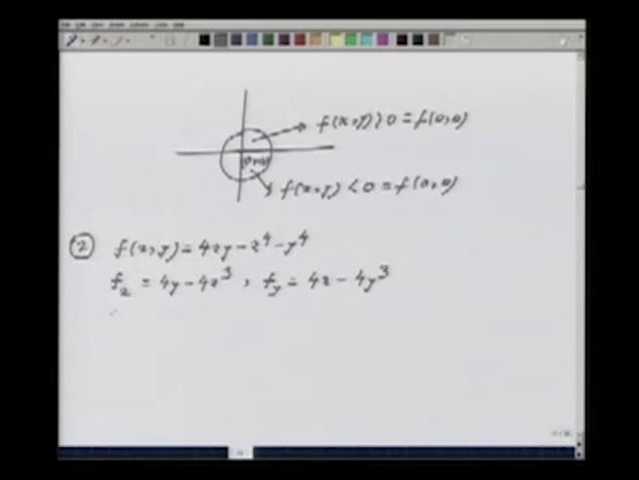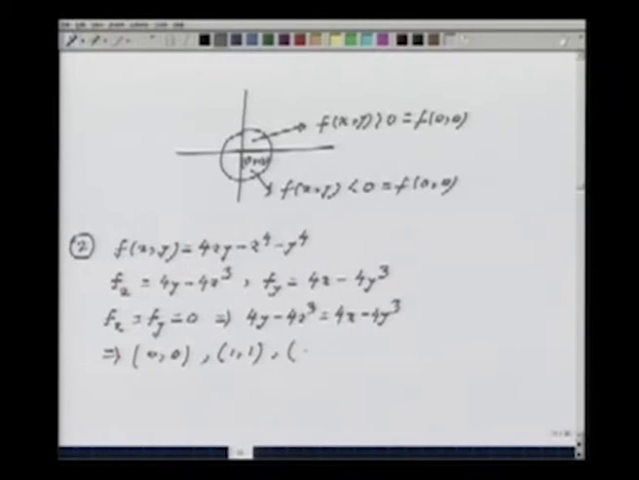So now I have to solve fx equal to fy equal to 0. This implies 4y minus 4x cube equal to 4x minus 4y cube. From this it implies that the only critical points you can get are 0, 0, 1, 1 and minus 1, minus 1. These are the critical points.